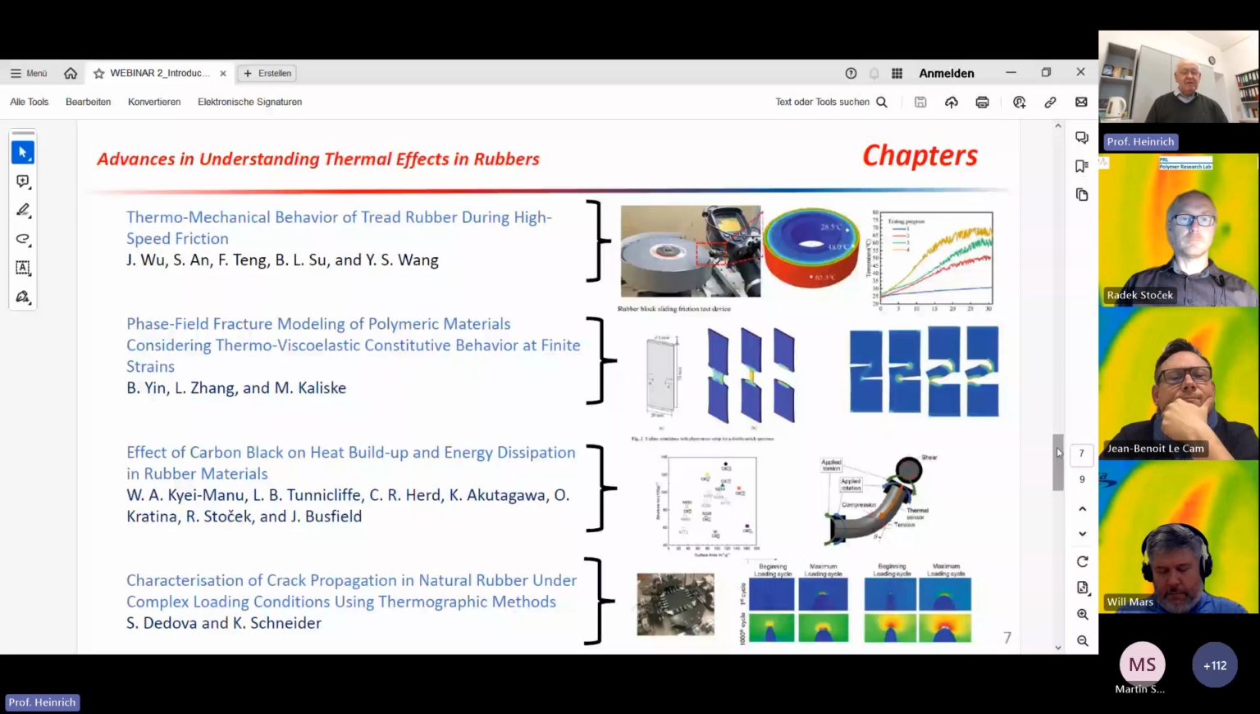Then we have a chapter, similar to the last books, also from the group of Professor Kaliske from Dresden, Germany, about numerical simulation of these processes of fracture in rubber components. This is the phase field fracture modeling of polymeric materials. And here, especially in that chapter, this is new: parallel to the modeling of the fracture process, also the modeling of the development of the temperature field is presented. This is a rather new combination of developments of the last years concerning numerical simulations.